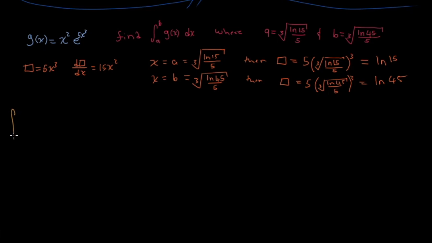So what the question is asking for is the integral from a to b, this is a here and this is b, of x squared times e to the 5x cubed dx. And so we can start performing integration by substitution. I'm going to leave the intervals out for now. x squared times e to the box dx, because our box is 5x cubed. As you can see, we have x squared dx here, so if we rearrange it, it would look like e to the box times x squared dx.